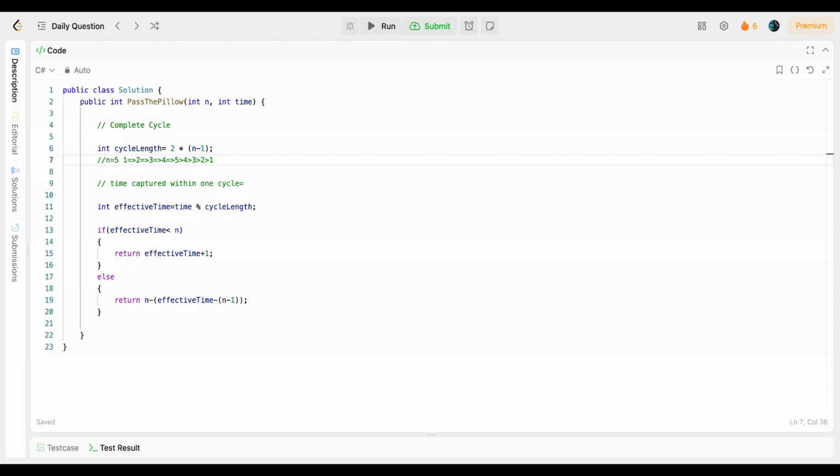So let me go through this so that it will give you more idea, right? So imagine, right, you have n people standing in a line labeled from 1 to n.